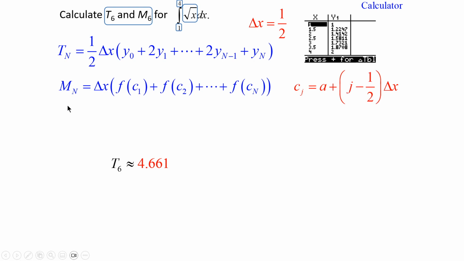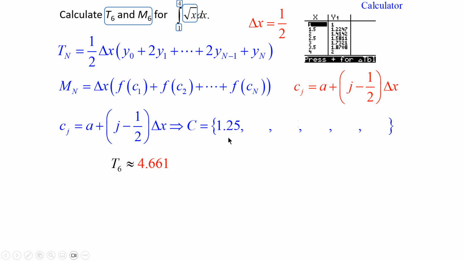Okay? Now, c sub j equals a plus j minus 1/2 delta x if we're going to do the midpoint. But I don't ever think about this because I know exactly, just by looking at my trapezoid rule, what my midpoints are going to be. Hey, what's the midpoint of 1 and 1.5? 1.25. What's my delta x? 0.5. So I'm going to go 1.75, 2.25, 2.75, 3.25, 3.75.